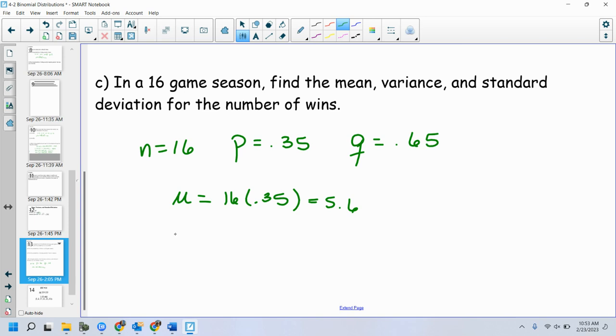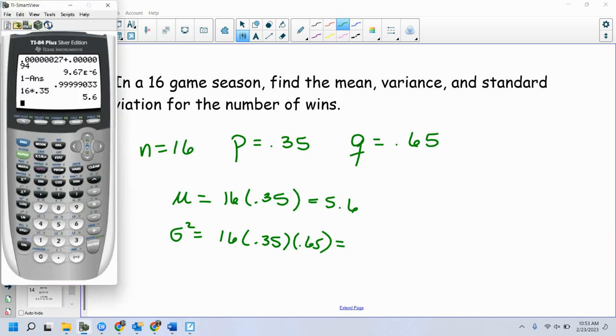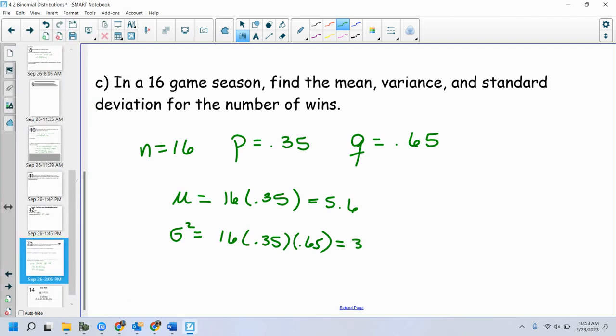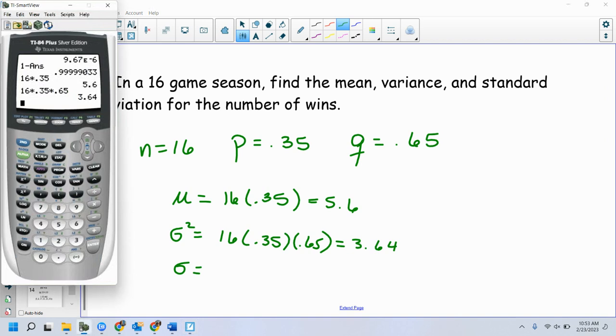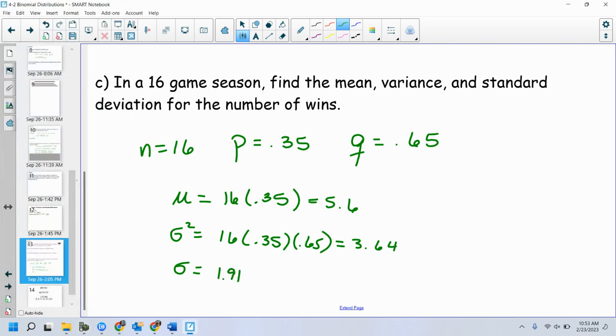All right. So then my variance, sigma squared, would be N times P times Q. Okay. 16 times 0.35 times 0.65, which gets me 3.64. And again, we don't really use variance much. We use standard deviation. So if I square root that, that gives me 1.91. So that's a standard deviation of 1.91 wins.